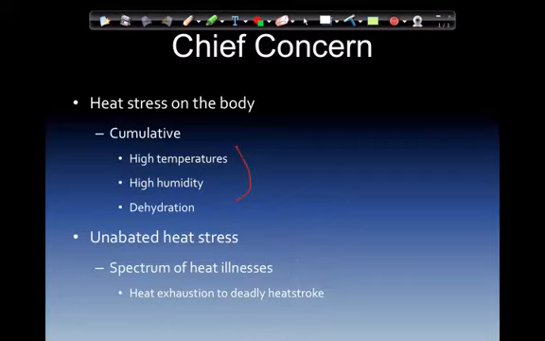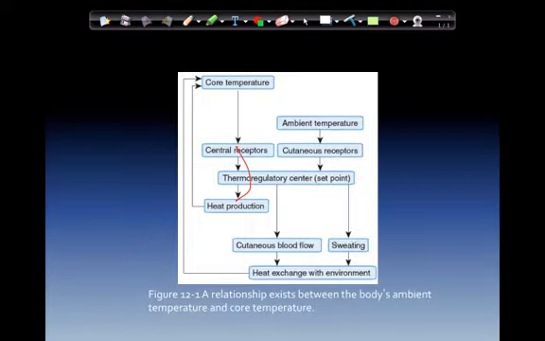Unabated heat stress, the spectrum of heat illnesses. Heat exhaustion to deadly heat stroke is the range that we're looking at here. So heat exhaustion, we pretty much depleted our system. Heat stroke, we have no compensatory mechanisms left.